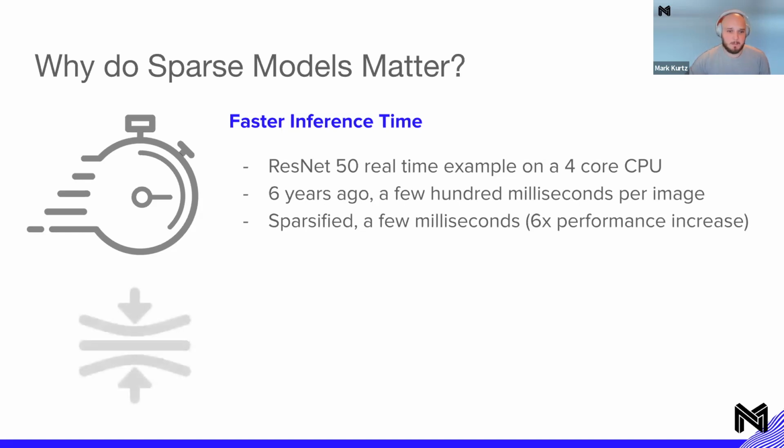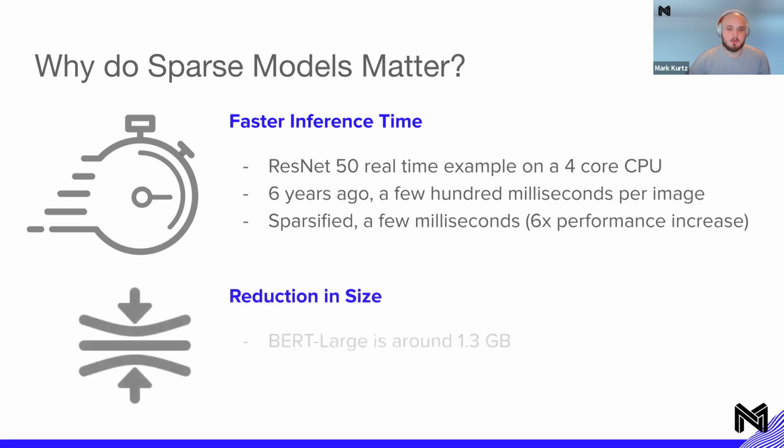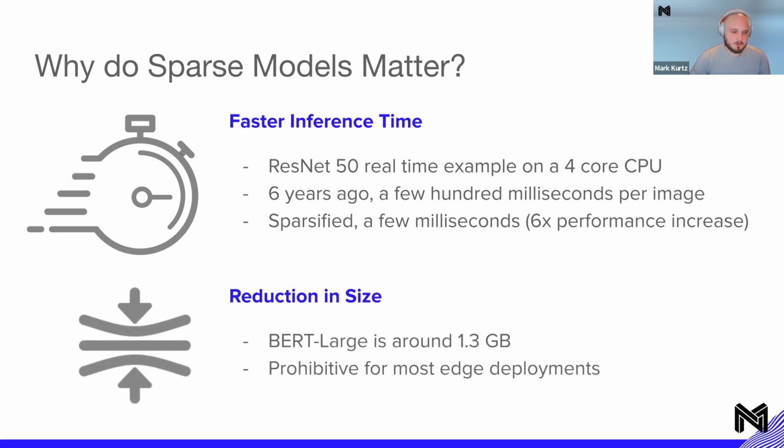And then finally, why do sparse models matter? We can get a significant reduction in size. BERT large is around 1.3 gigabytes, and it's prohibitive for most edge deployments. In the past, I've worked with a lot of deployments on edge, VGG16, whenever that was big, 8 years ago, and we just could not download the model onto the devices because we were actually restricted from doing so. Once you get over, I believe it was 20 megabytes, you have to have Wi-Fi for the download for applications.